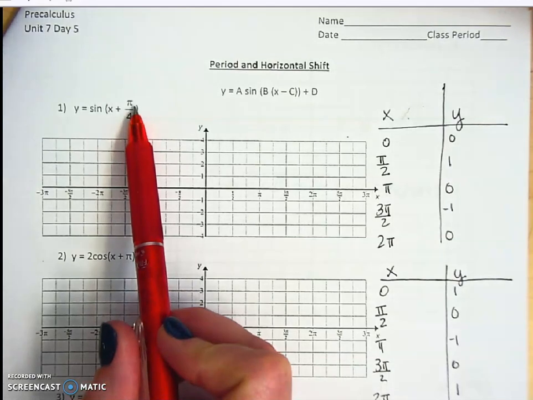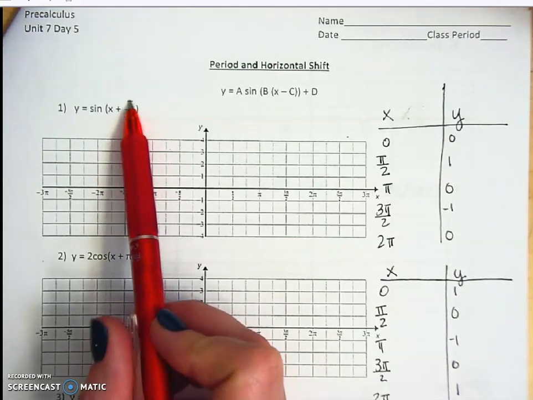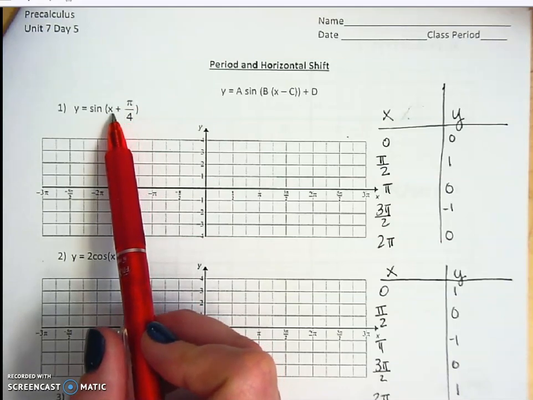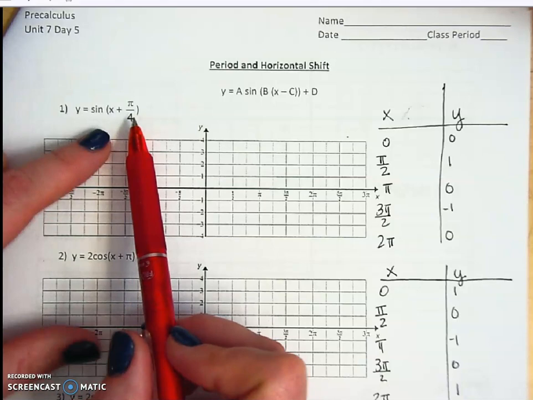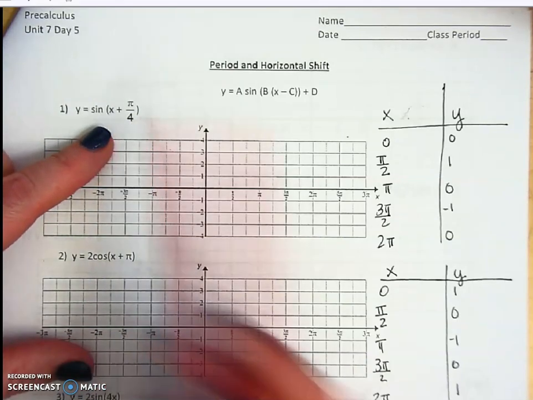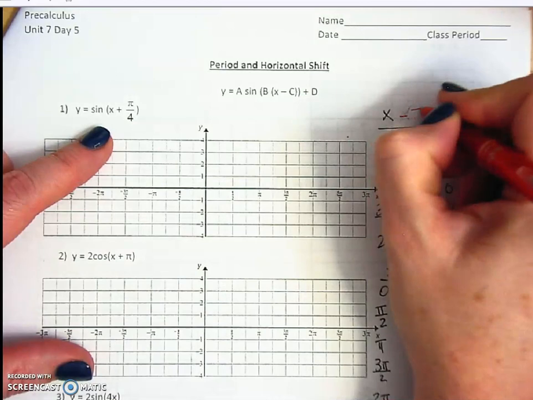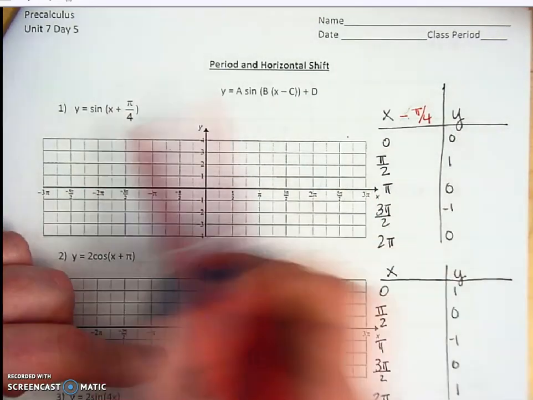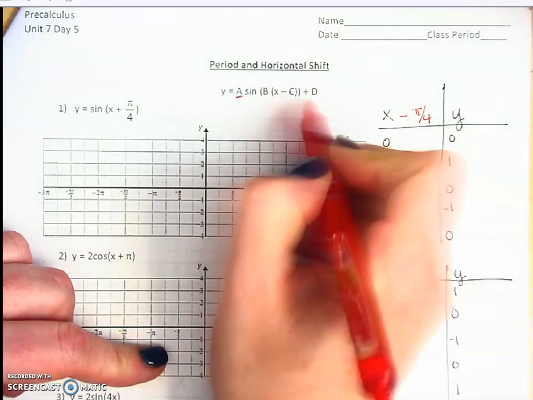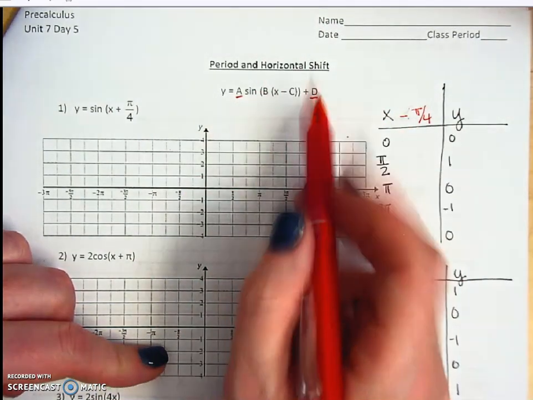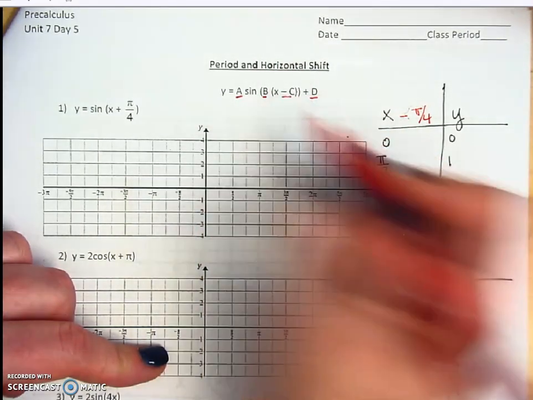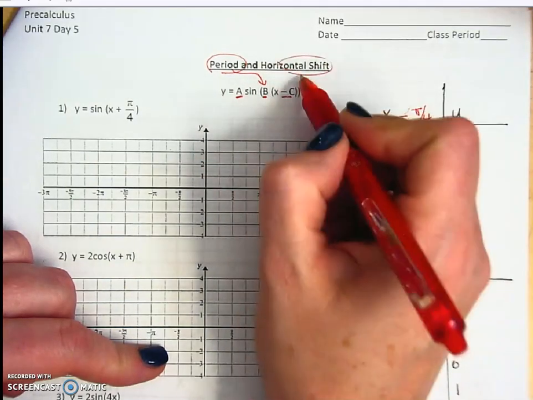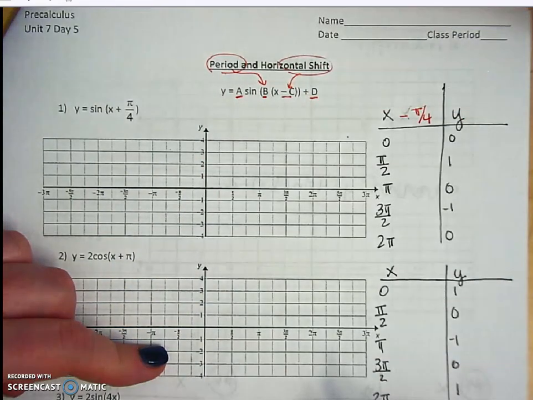So remember that when we have a modification that's in the parentheses with x, we're going to do the opposite. So this says x plus pi over 4, so I'm going to do the opposite, which is subtract pi over 4 from all of my x's. And then there's no change to the y's. The a and d positions would change the y values. The b and c change the x values. And the period is changed by b, and the horizontal shift comes from the c.